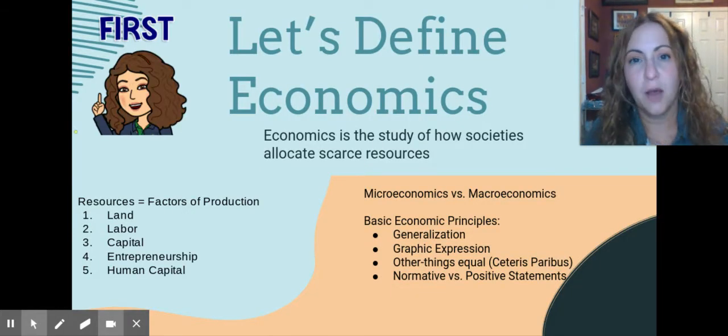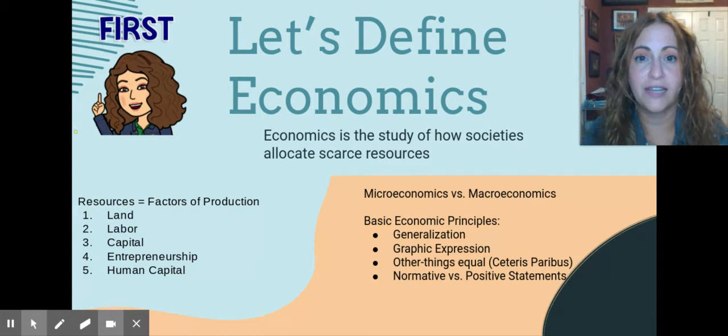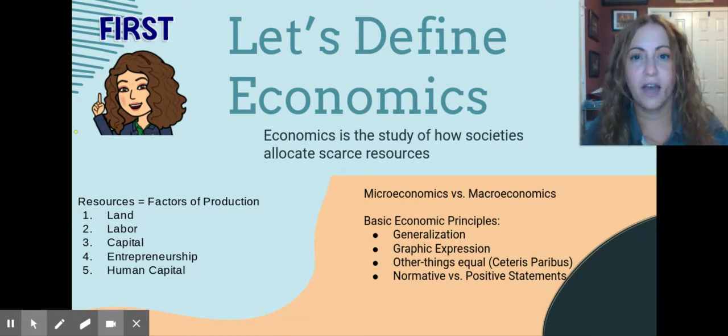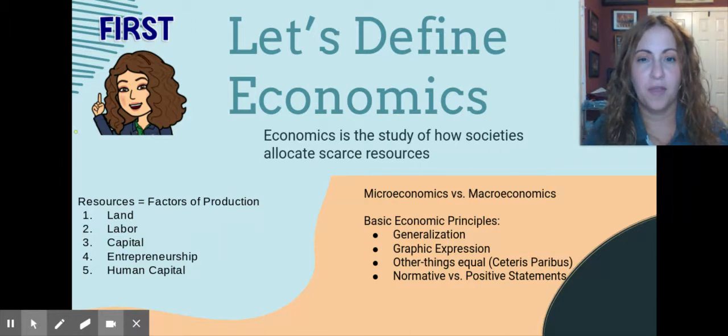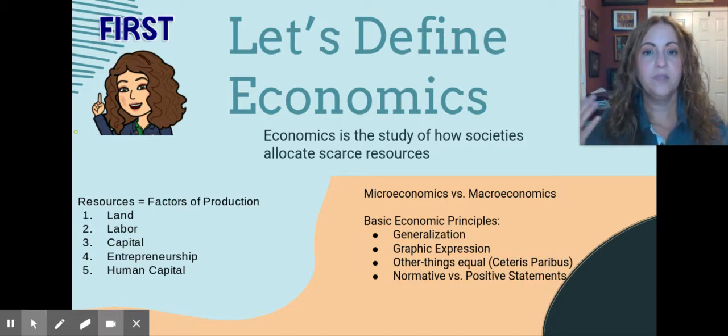So, economics is the study of how societies allocate scarce resources. And that definition kind of packs a lot into it. The last three words, allocate, scarce resources, there's a lot of information in those three words. First, allocate. Societies allocate or distribute, divide, divvy up things, resources, goods and services. But how do they allocate that?